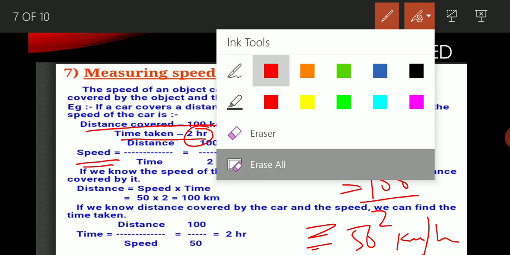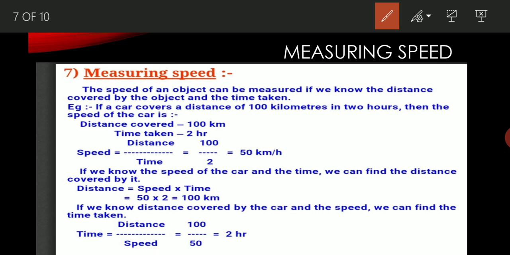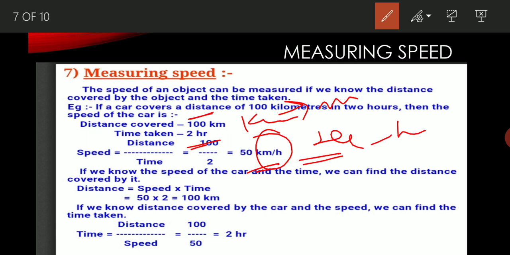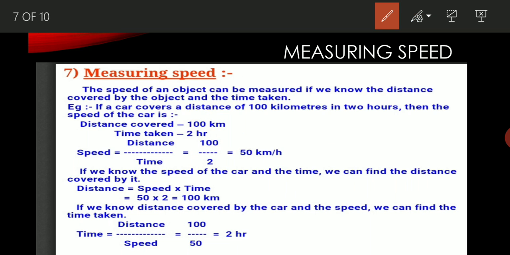But students, one thing I must remind you: whenever you are going to calculate the speed, always see the units, because sometimes, just to create confusion in your mind, in the examination or anywhere, the units are changed. Suppose distance is given in kilometer and time is given in second, so you must be aware that either you have to convert this kilometer into meter or this second into hour, because whenever we have to find the speed, we always write it in kilometer per hour or meter per second.